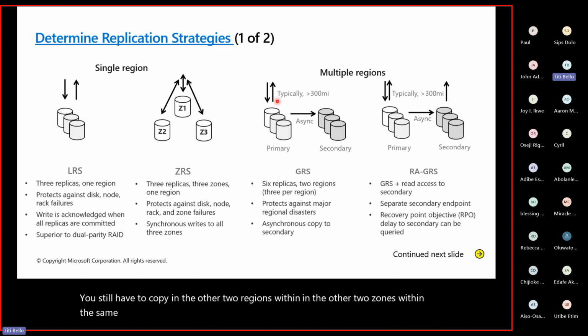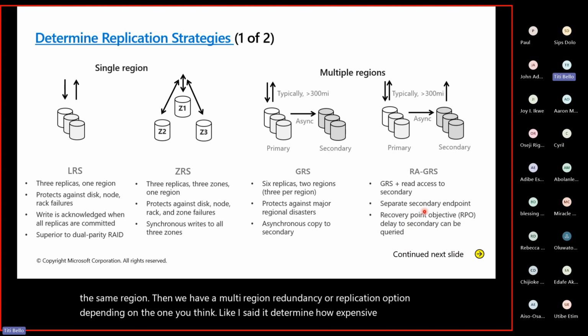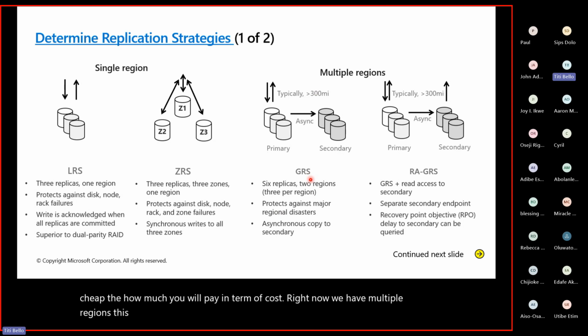Then we have multi-region redundancy or replication options. Depending on the one you pick, like I said, it determines how expensive or how cheap it is, how much you'll be paying in terms of cost, right? Now we have multiple regions. This is geo redundant storage.